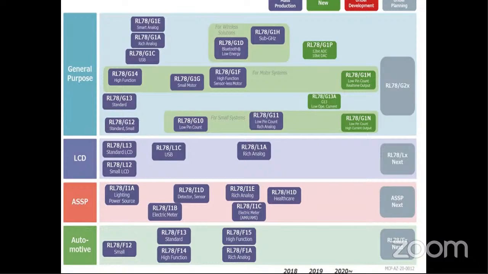Then second, below that, we have the L1 series, that is L113, L112, L1C, L1A. It is for segment LCD control. Then we have the series RL78 I1A, I1B, I1D. That is mainly for industrial use, which is nothing but an application specific version. Now it also supports the F1 series, which is dedicatedly used for the automotive industry. The automotive industry even uses these controllers.